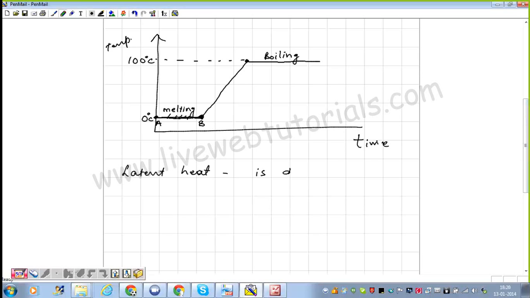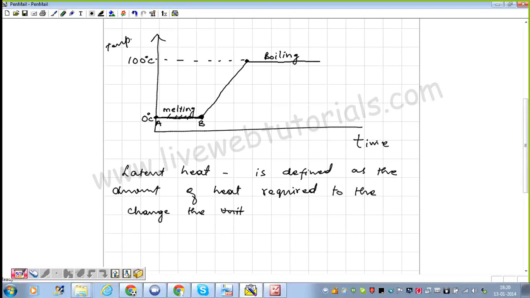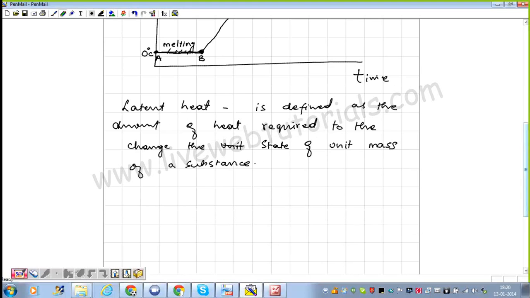Okay, latent heat is defined as the amount of heat required to change the state of unit mass of a substance. The formula that will be applied over here, remember here there is no change in temperature, so the formula is Q is equal to M multiplied by L. M is the mass of the substance and L is the latent heat.